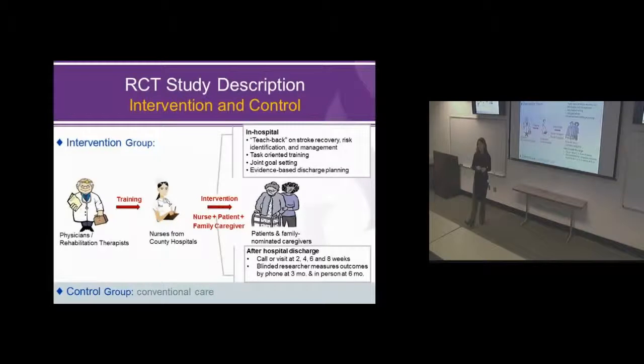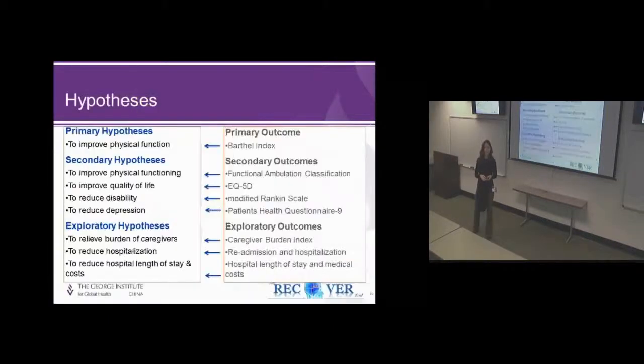The control group will be conventional care, which we know right now is essentially you're discharged, see you later. But we will continue to follow up with those patients as well, but they won't be receiving the 2, 4, 6, and 8-week telephone calls.